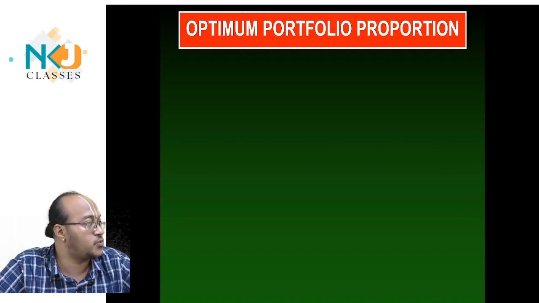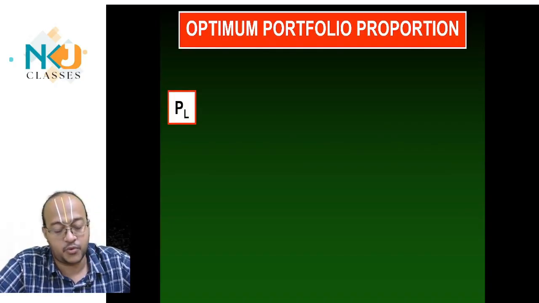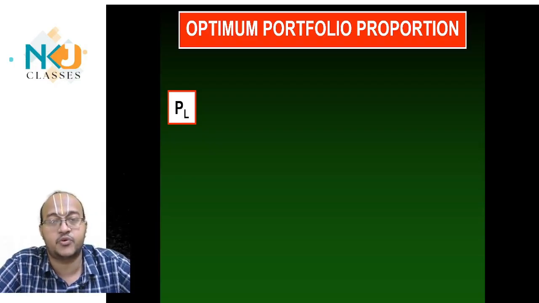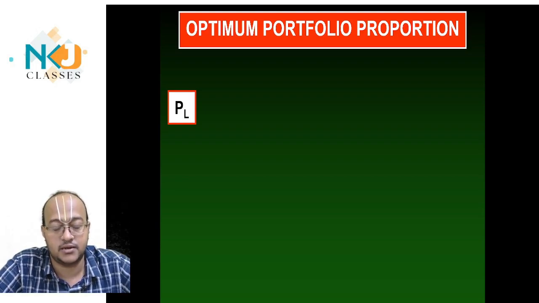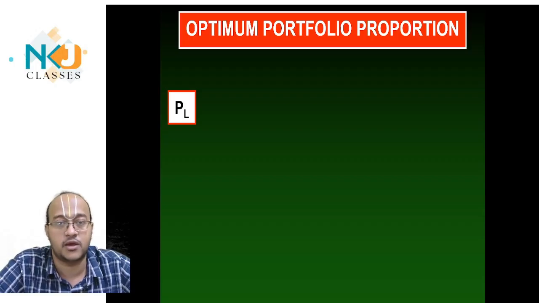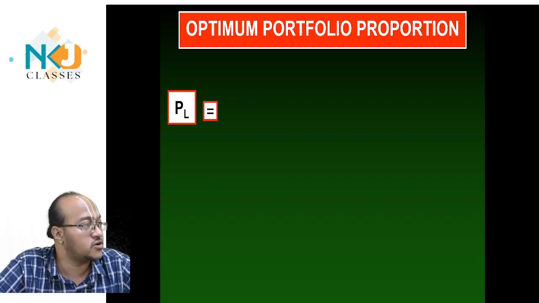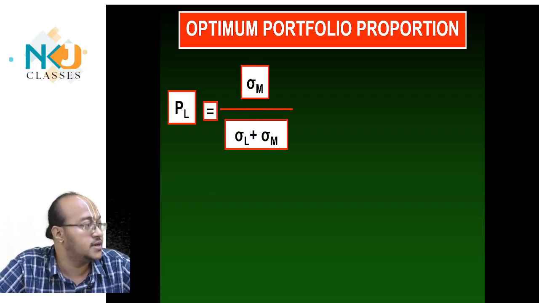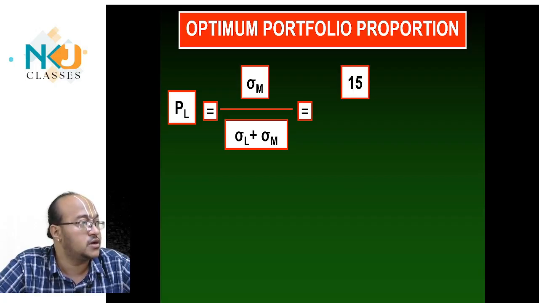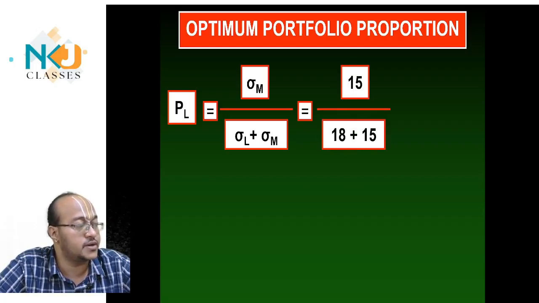Optimum portfolio proportion. PL, proportion of L. What is PL? Proportion of L. Instead of X and Y, we have replaced it using L and M. What is the weight of L? Sigma M divided by sigma L plus sigma M. How much is that? What is sigma M? 15 divided by 18 plus 15 percentage.